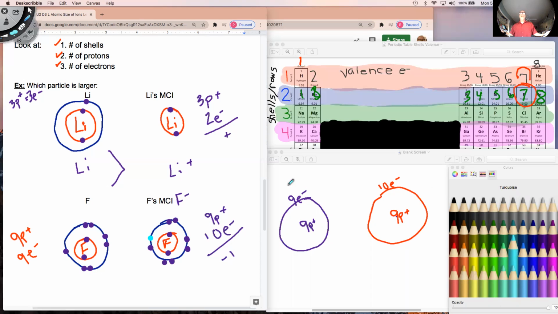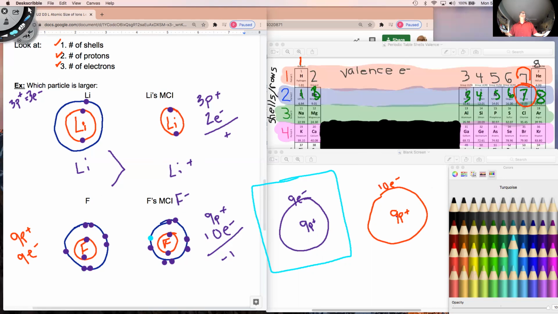Hopefully, you said this one can pull the electrons in closer. Why? Because there's a better ratio. It's 9 to 9 instead of 9 to 10. I mean, just imagine if it was 9 to 20, who would win? Well, the electrons would be pulling a lot further out, right? But that makes this one a larger, this makes the, I really hope I just did that right.